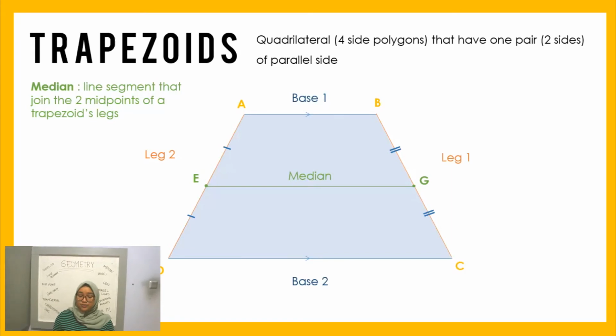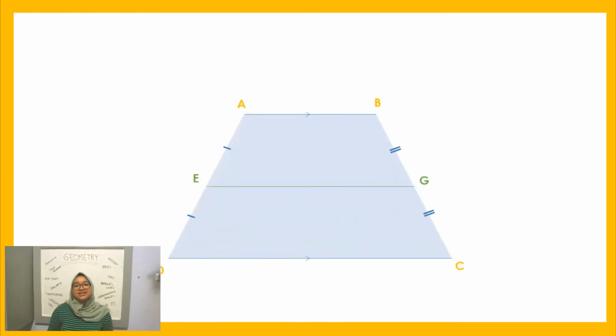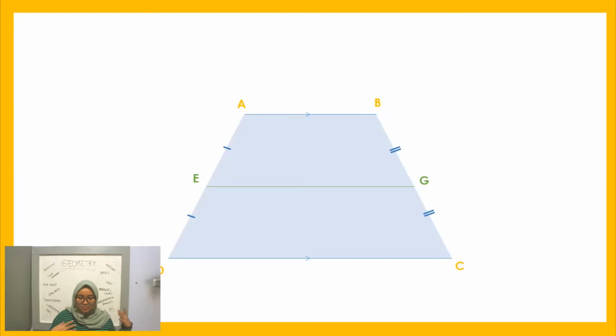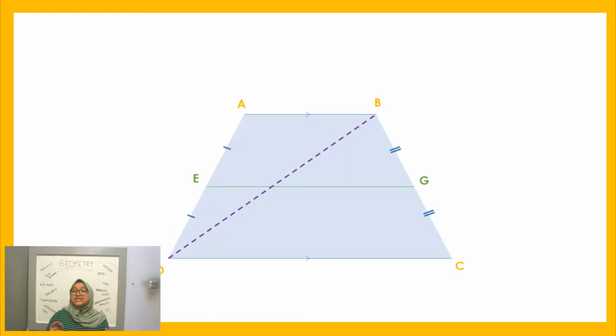So we're gonna prove that EG is half of the sum of AB and DC. How are we gonna prove it? Take a look at this trapezoid. In this trapezoid, I want to make an imaginary line. The imaginary line lies from D to B. This is called the diagonal. The diagonal will split the trapezoid into two triangles. Yes, the triangle BCD and triangle ABD.